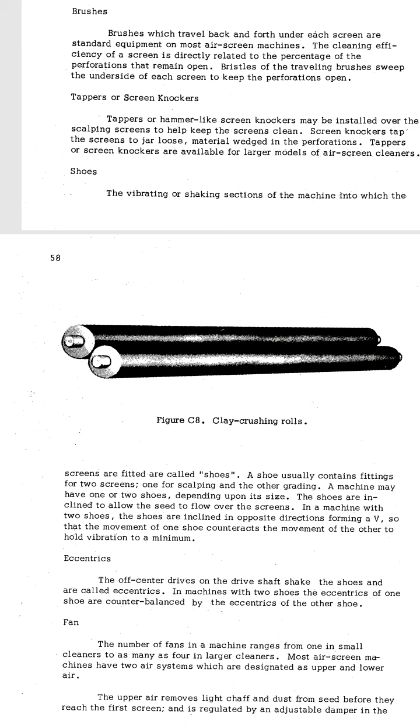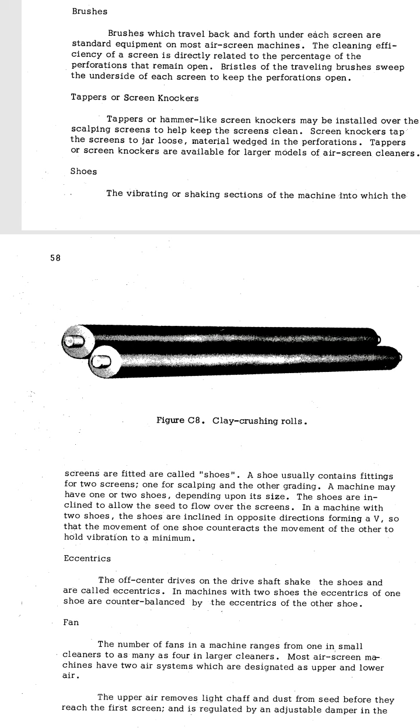Okay, so this figure shows clay crushing rolls, also one of the parts of the air screen machine. The clay crushing rolls are generally used to crush the clumps in the mixture of seed without damage to the seed, separated by the aspiration system, scalping and grading.